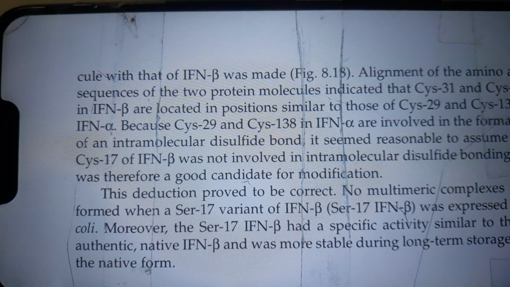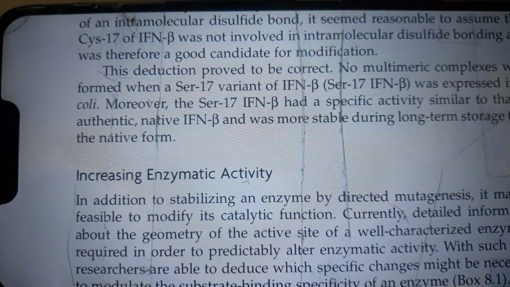Alignment of the amino acid sequences of the 2 protein molecules indicated that Cys31 and Cys141 in IFN beta are located in positions similar to those of Cys29 and Cys138 in IFN alpha. Because Cys29 and Cys138 in IFN alpha are involved in the formation of an intramolecular disulfide bond, it seemed reasonable to assume that Cys17 of IFN beta was not involved in the intramolecular disulfide bonding and was therefore a good candidate for modification. This deduction proved to be correct.